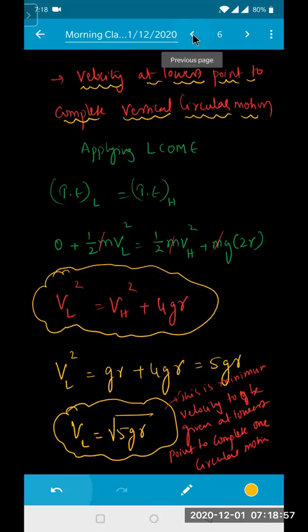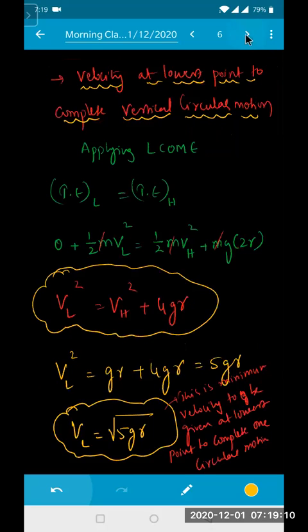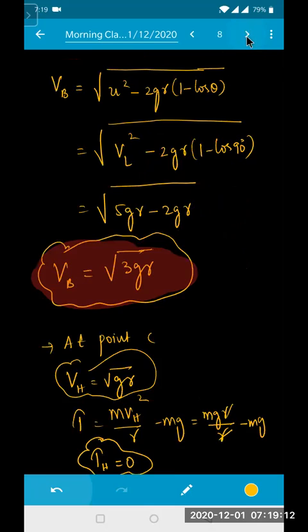So to complete a circular motion, what is the basic condition? Tension at the highest position must be equal to how much? 0. T minimum is 0. That means the tension at highest position should always be equal to how much? 0. That is the proof of what we got right now here. Is it clear? Yes, sir. So how much time is left? 6 minutes, sir. Okay.